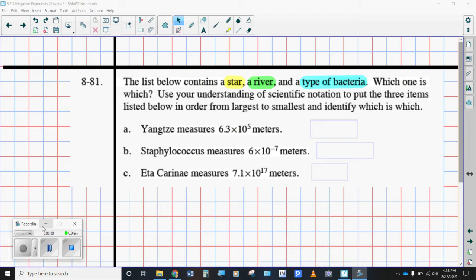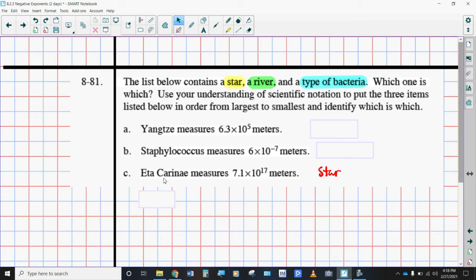All right, I'm sure you got that right. Let's start with the biggest one. The one with the greatest exponent has to be the biggest one, so that one has to be the star. I don't know, Eta Carinae, I don't know what that's called. Staphylococcus, something. That's a bacteria, I'm sure of it, because look, it's got a negative exponent. It's tiny. It's the only one with a negative exponent, so that has to be the bacteria.